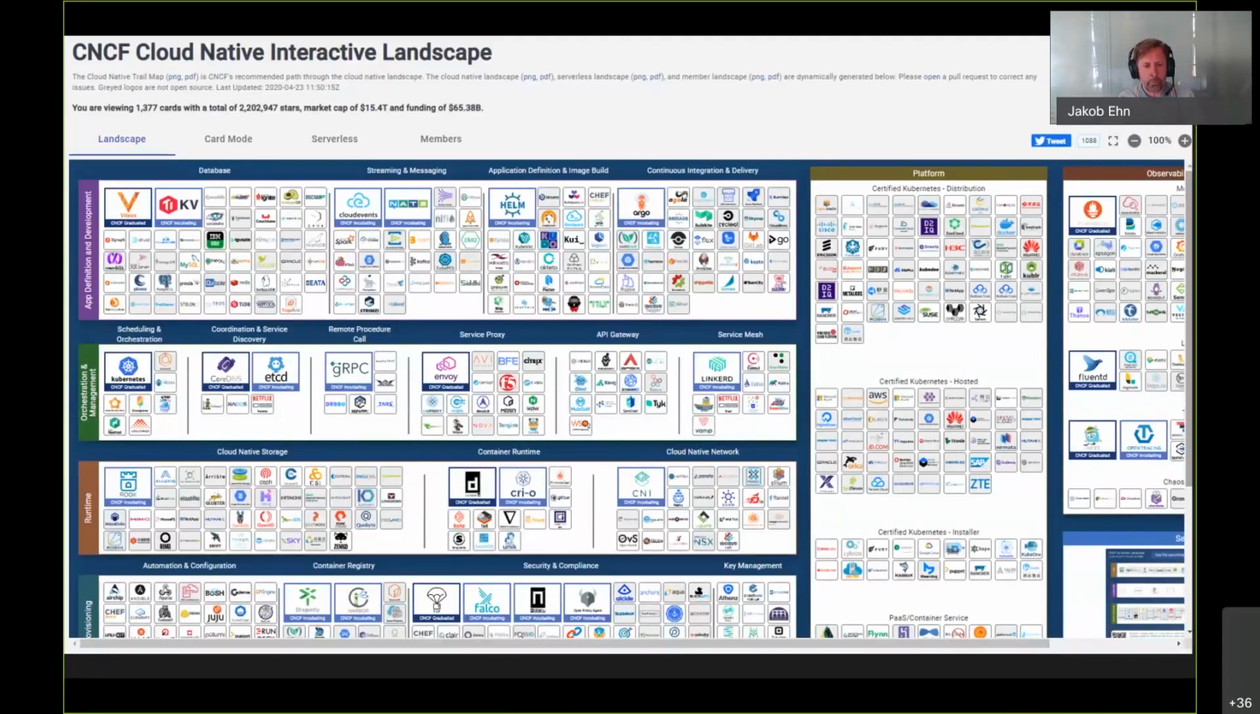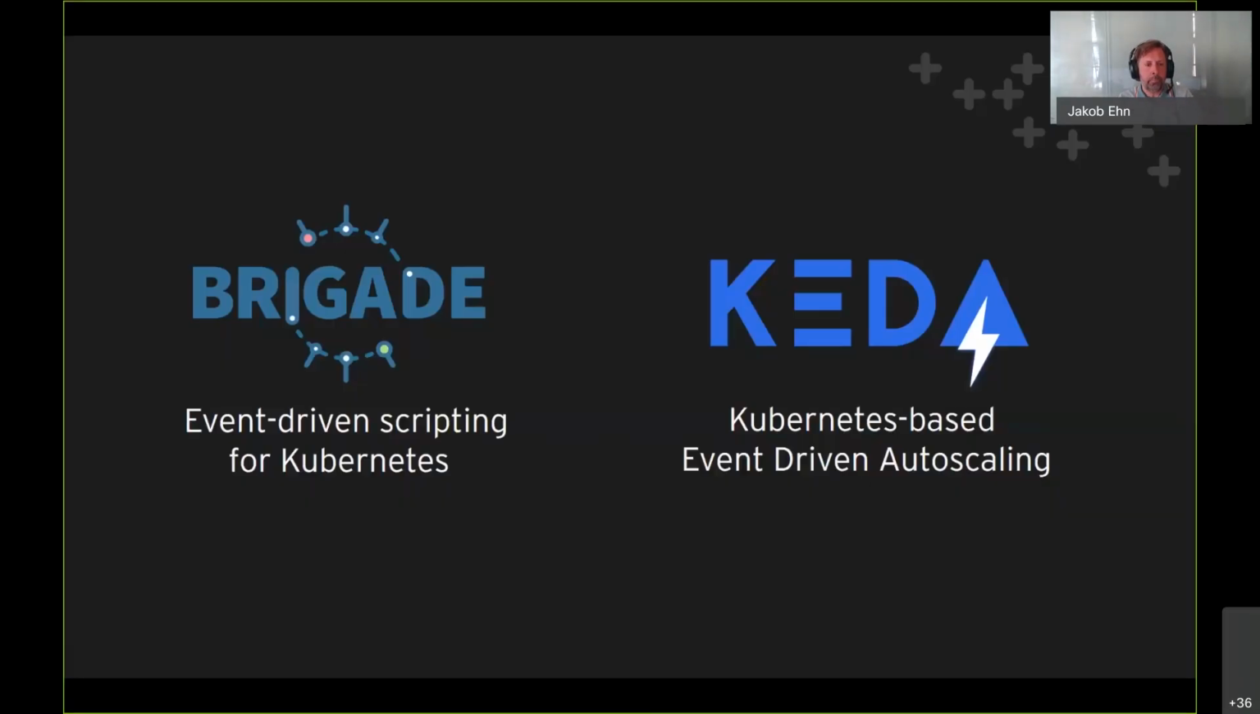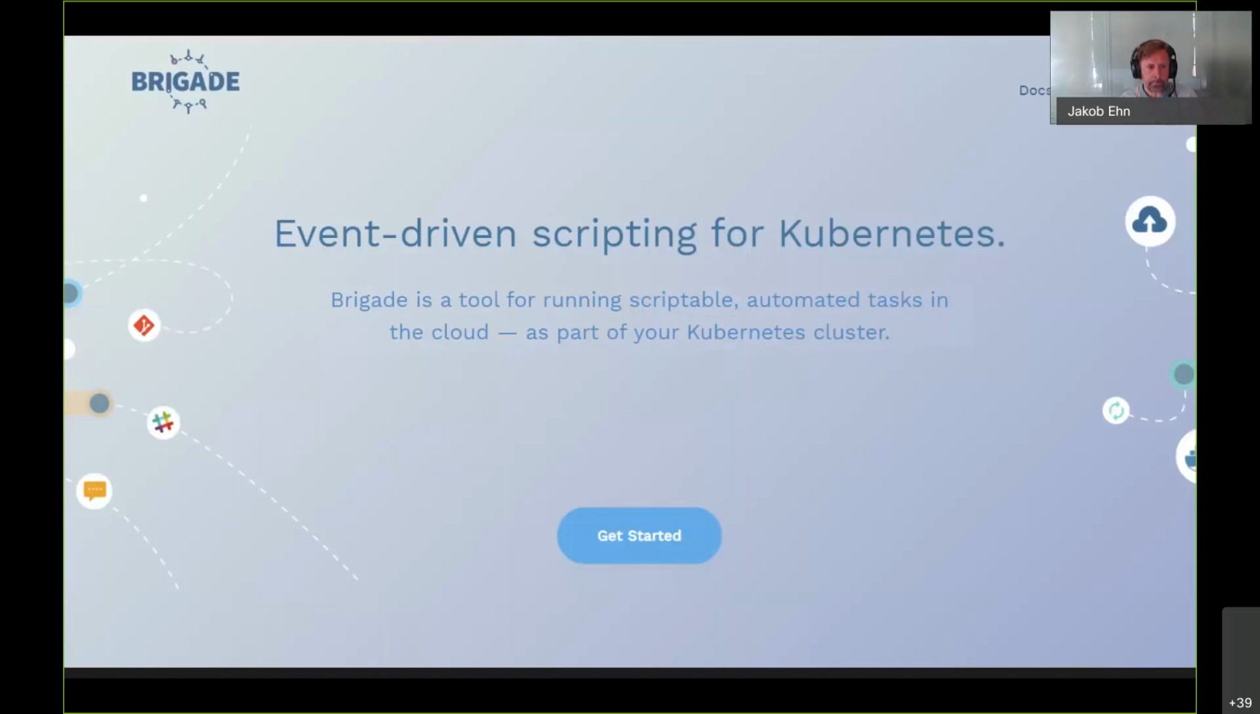I'll be focusing on two different projects that we are using. The first one is called Brigade, which is event-driven scripting for Kubernetes, and the other one is called KEDA, which is Kubernetes-based event-driven autoscaling. Both of these projects are open source and active. I'll be showing you demos for both, and they target somewhat different scenarios, of course, but they're both related to implementing event-driven automation. So I'll start with talking about Brigade.